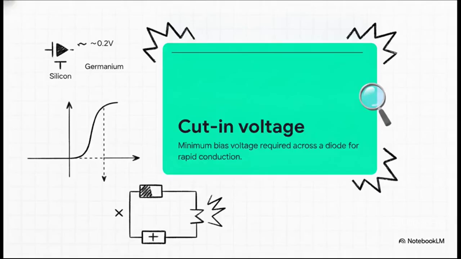So, you know that really sharp upward turn we just saw? We call that the cut-in voltage. It's the absolute minimum bias voltage you have to apply across a diode for rapid conduction to kick in. Below that threshold, current is essentially blocked. Above it, the floodgates open. In your actual lab observations for a standard silicon diode, this threshold sits right around 0.6 volts. For germanium, it's about 0.2 volts. Finding that exact knee in the curve is basically your main mission at this lab station.